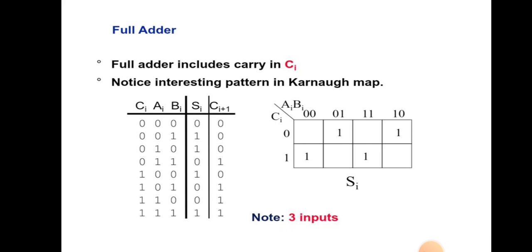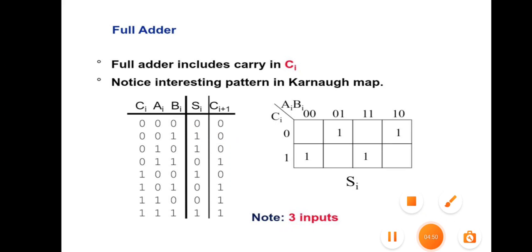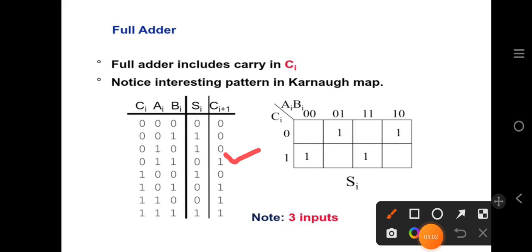Now 0 plus 0 plus 1 will be 1. The sum will be 1 and the carry will be 0. Now the next input, 0 1 0. So 0 plus 1 plus 0 will give the output sum 1 and carry 0. Now 0 plus 1 plus 1. So 1 plus 1 is 0, carry 1. So we have written here 0, carry 1.